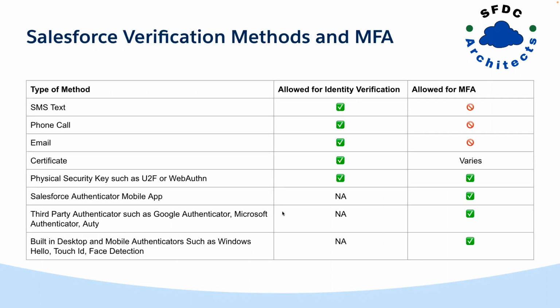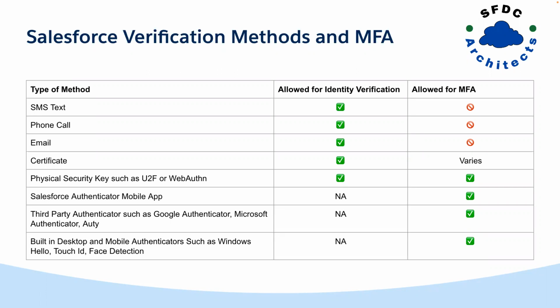So let's talk about, and this is something I wanted to highlight in today's overview, because I got confused when I was writing the quiz questions about what was allowed for what. There are two very different things in Salesforce. One is identity verification, and that's what you see listed first. Salesforce allows you to use the features you see here: SMS, phone call, email, certificate, security key. That's all for identity verification.